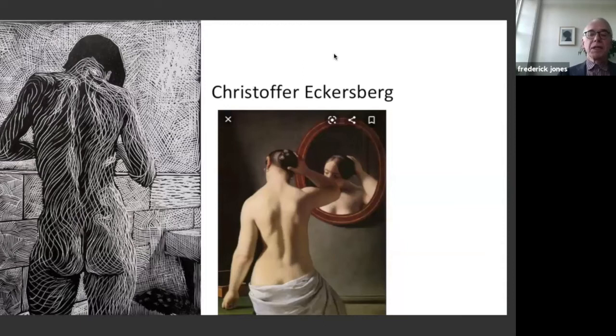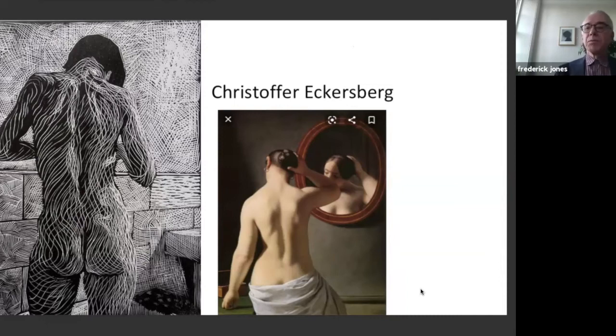Christopher Eckersberg, a Danish painter of the 19th century, that painting, I've known it for a long time, sort of lodged subconsciously in my brain. And again, this is kind of an engraving that has waited to materialize for a long time. There's a subconscious connection between what I've done and a sort of putative original in Eckersberg's painting.